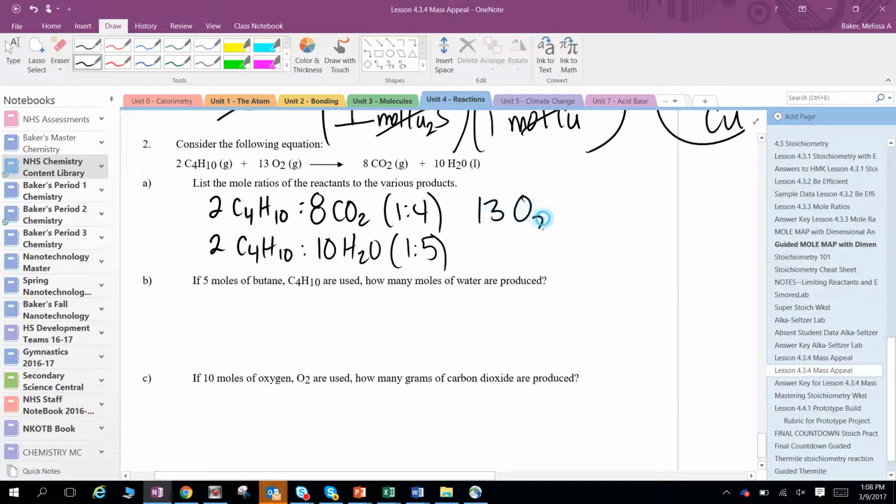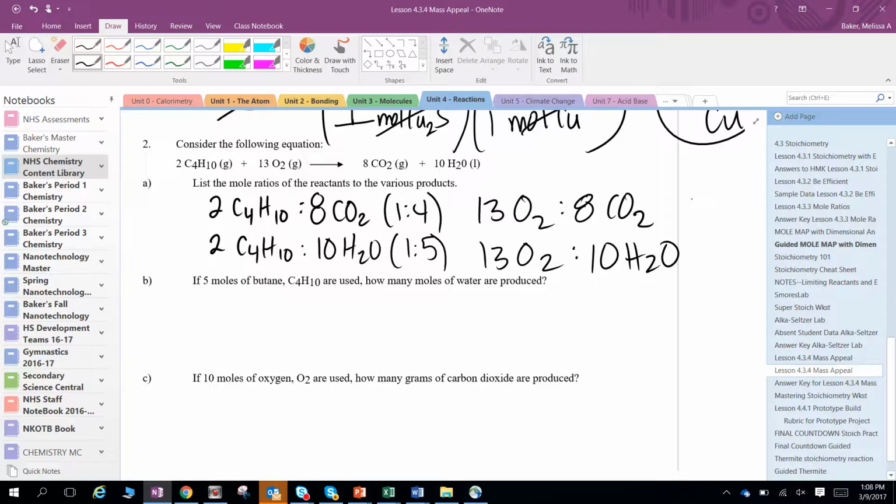For every 13 O2s, you make 8 CO2s. And for every 13 O2s, you make 10 H2Os. So those are all of the ratios of the reactants to the products. We could also do reactants to reactants and products to products, but that's not what this asked. So first one is going to be a short one.